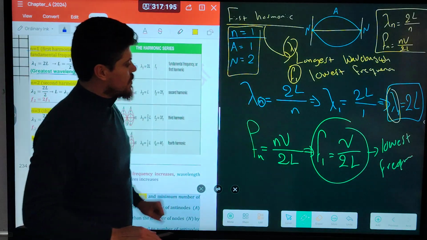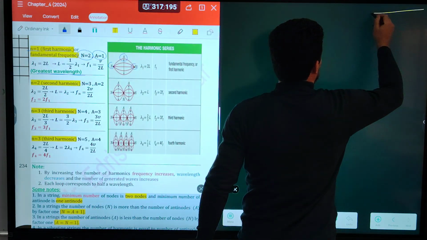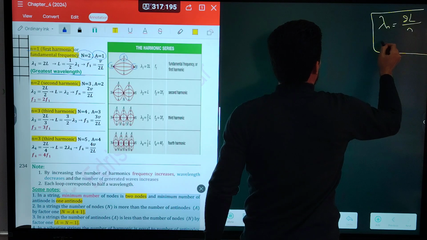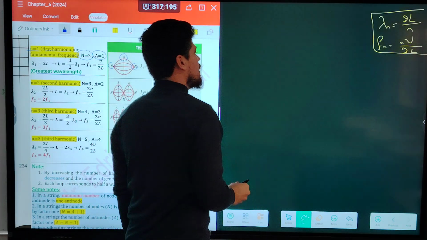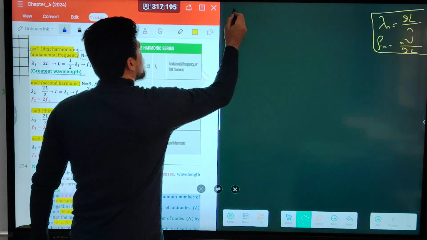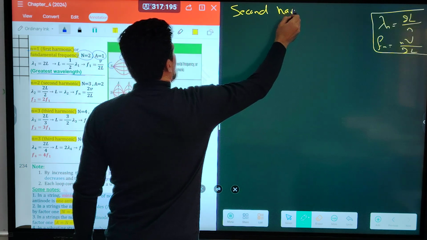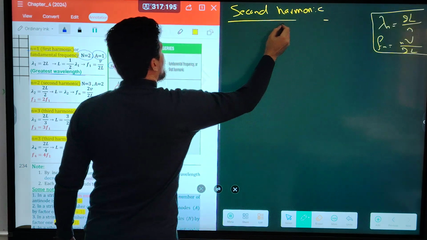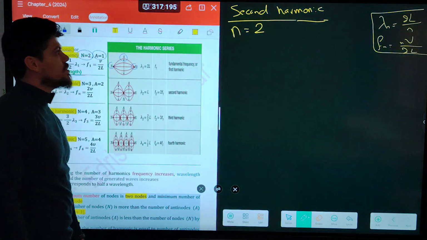This is first harmonic, guys. Second harmonic, don't forget these two equations. Lambda n is 2L over n, Fn is nV over 2L. In the second harmonic in a vibrating string, N is equal to what? N is equal to 2.